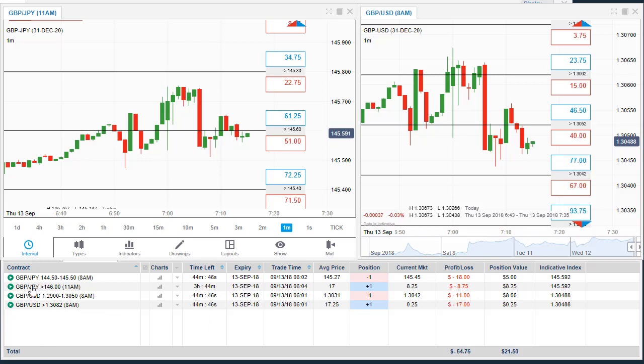On the British pound yen side, it needs to move up to 146 by 11 a.m. So that would be 146.001. You have to use that third digit, okay? If anything can do it, the British pound could potentially do that.